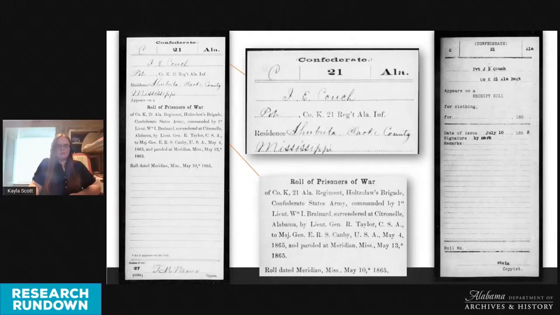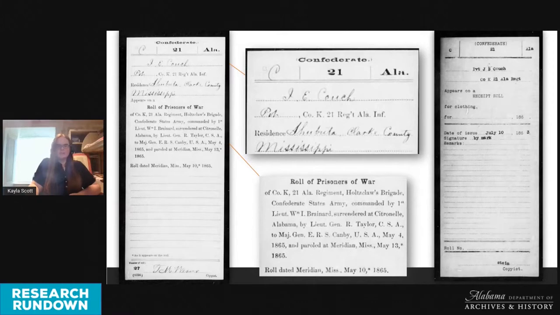The middle area of the card explains how Couch became a prisoner of war. It reads, as part of Company K, 21st Alabama Regiment, Holtzclaw's Brigade, Confederate States Army, commanded by First Lieutenant William I. Brainerd, surrendered at Citronella, Alabama, by Lieutenant General R. Taylor, CSA, to Major General E. R. S. Canby, USA, May 4, 1865, and paroled at Meridian, Mississippi, May 13, 1865.